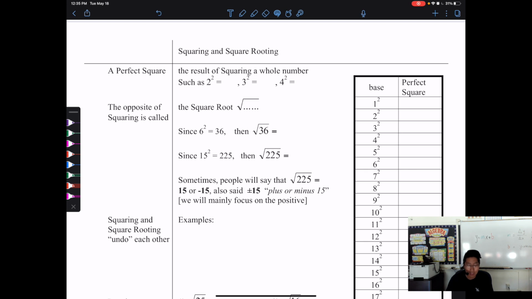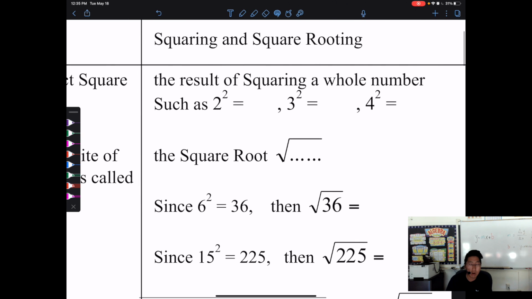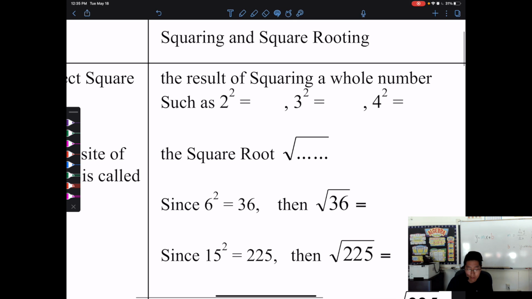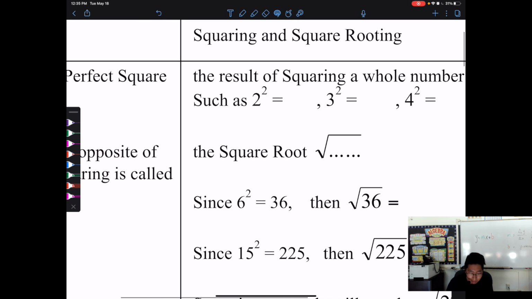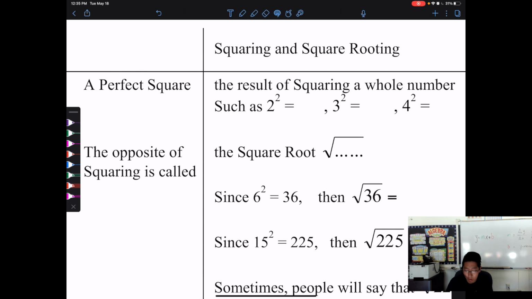Today we're going to be looking at what it means to take the square root of something. Before we get to that, we are going to talk about what a perfect square is. We talked about exponents recently, and a perfect square is what we get when we square a whole number. Squaring is when we take it to the power of 2. Here you can see a couple of examples. So what is a perfect square? The result of squaring a whole number.